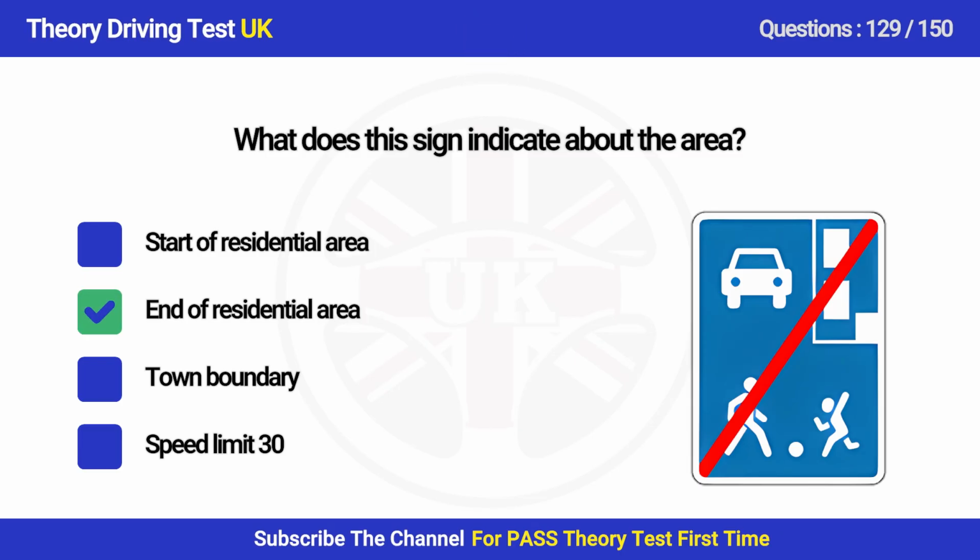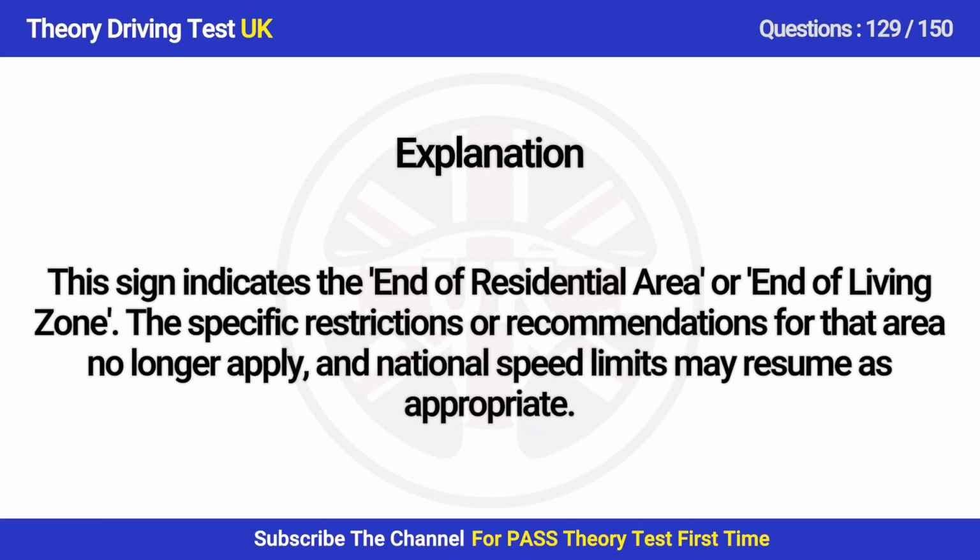Answer is B. End of residential area. This sign indicates the end of residential area or end of living zone. The specific restrictions or recommendations for that area no longer apply, and national speed limits may resume as appropriate.